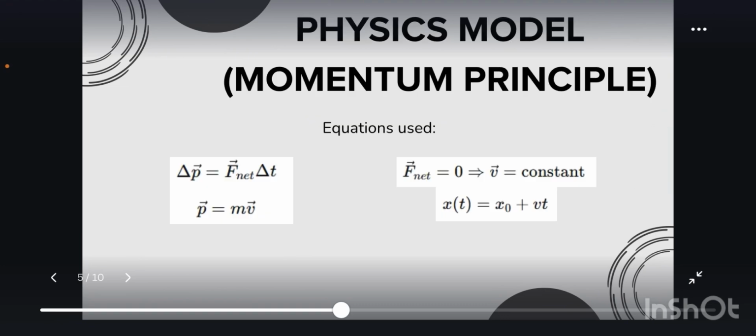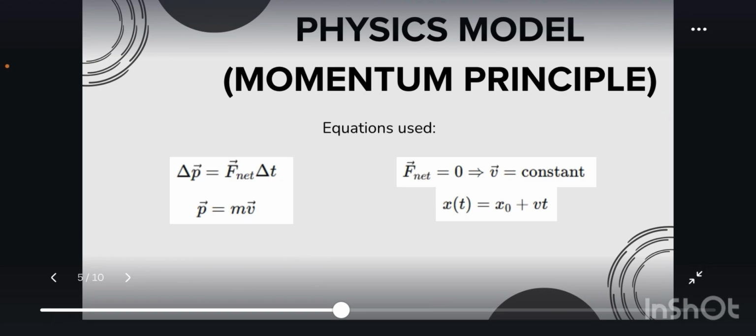And here are the physics models that I used. To model this motion, I applied the momentum principle, which states that the change in momentum equals the net force multiplied by the time interval. Since the observed motion has constant velocity, acceleration is approximately 0, which implies that the net force is 0. Therefore, in my CloseScript program, I set the net force vector equal to 0.